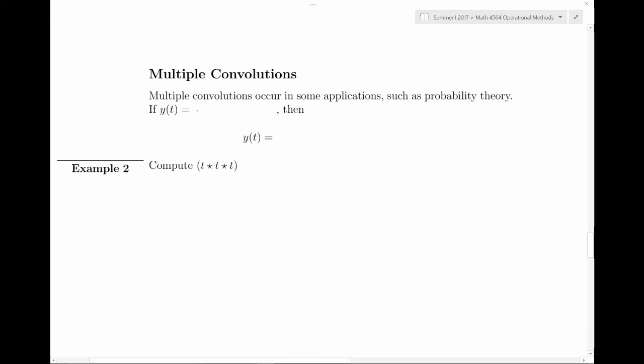So if you're given a function that's a convolution of several functions, so you have f1 in convolution with f2, which is in convolution with f3, and so on, up to fn, then you can compute your function y by using the inverse Laplace transform on the product of the Laplace transforms of each function. And it might be easier doing it this way.